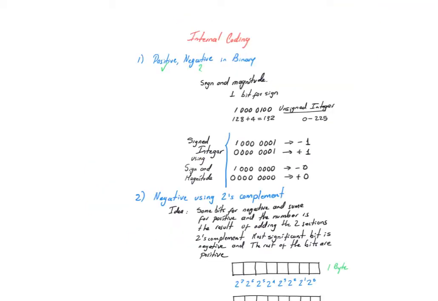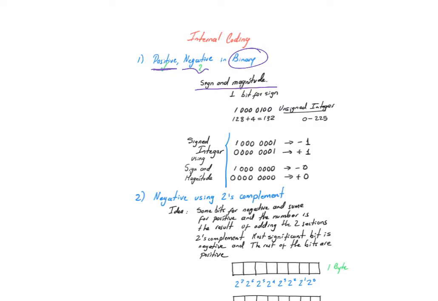So the next thing I'm going to talk about is how you represent different types of numbers. We know how to represent a positive number, right? Because that's what we just did. But how do we represent a negative number in the binary system? So one of the first ideas that came when they were trying to represent negative numbers was to use a sign and magnitude approach.